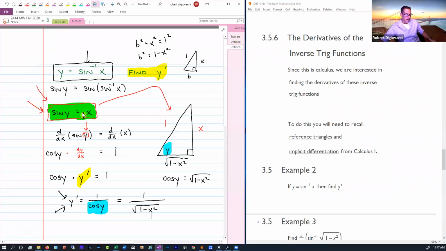From there, we went back to our original relationship between y and x, created a right triangle off of it. Once we had the right triangle, we were able to recover what cosine of y was and then plug that in and we're done. Make sense?